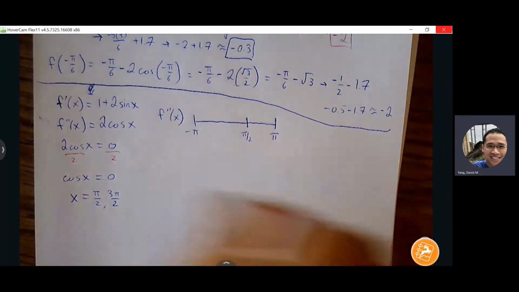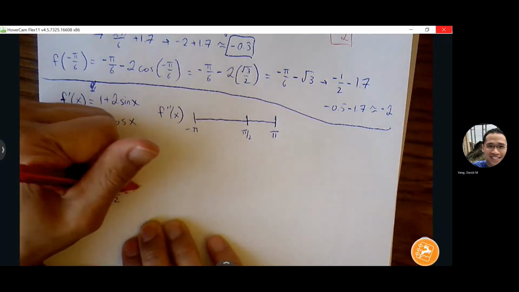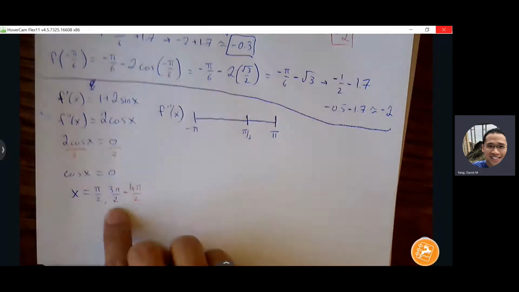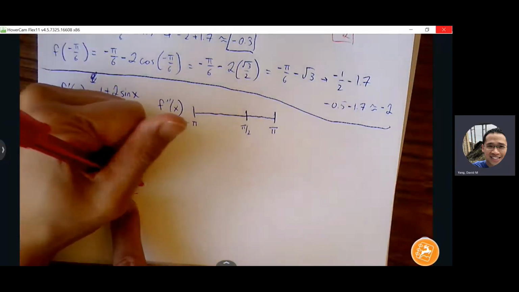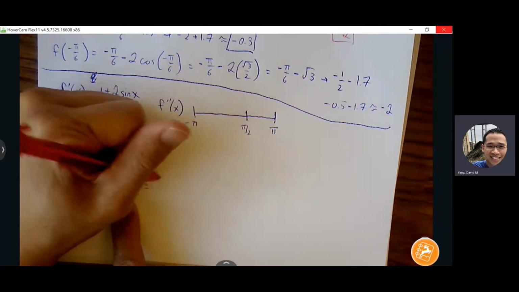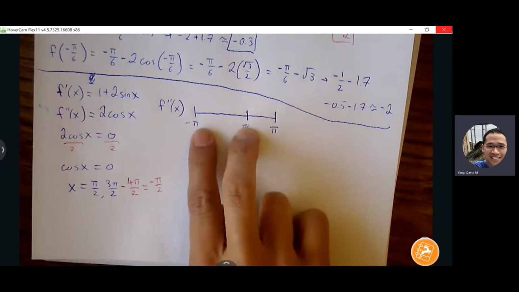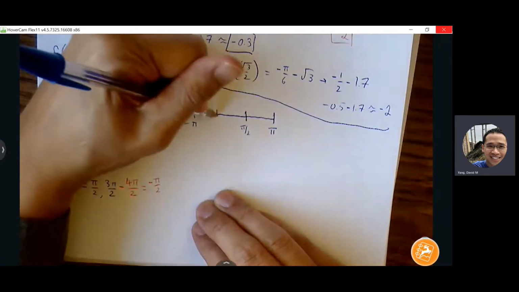We can always subtract 2 pi, though, to see if it ends up living inside our interval. So if I do 3 pi over 2 minus 4 pi over 2, what does that give me? Negative pi over 2. And negative pi over 2 is safely between negative pi and pi, so we can put that here.